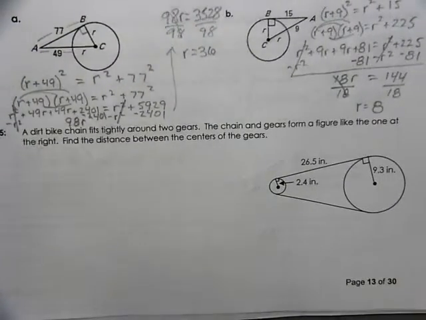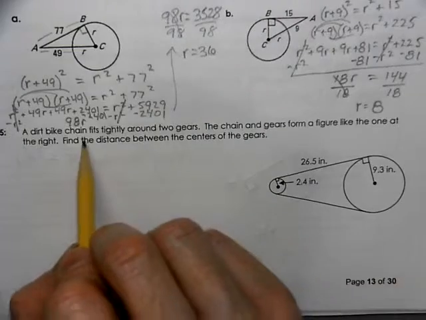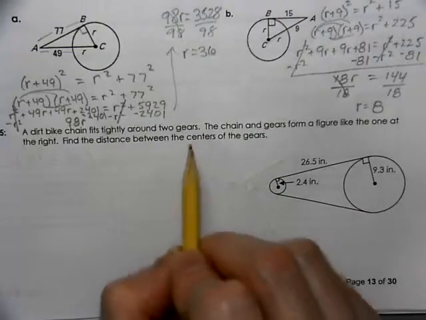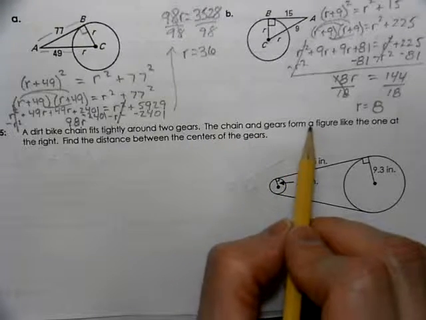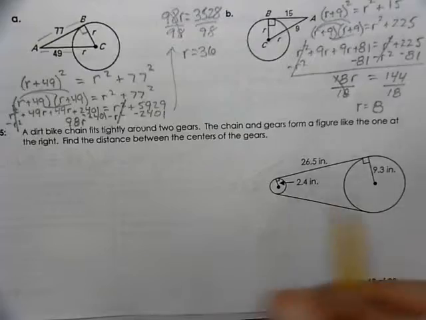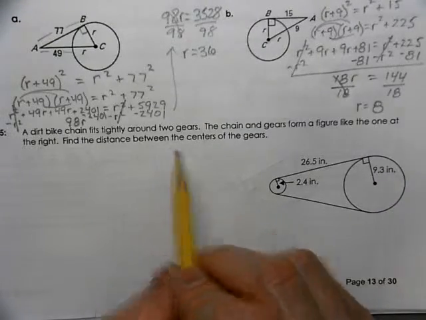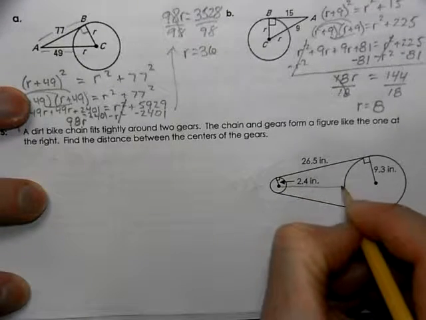Okay, this last example, number 5. A dirt bike chain, this is the chain of a bike, fits tightly around 2 gears. The circles are considered the gears. The chain and the gears form a figure like this one here to the right. Find the distance between the centers. This is what we're trying to find.